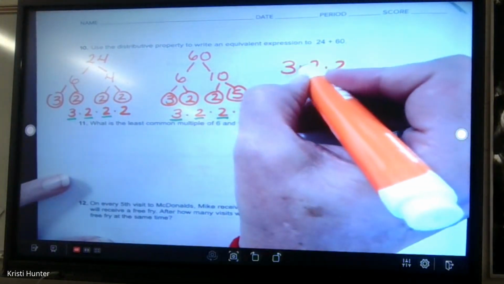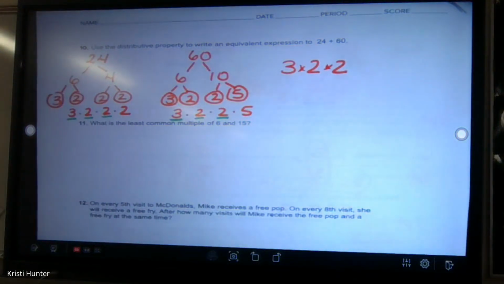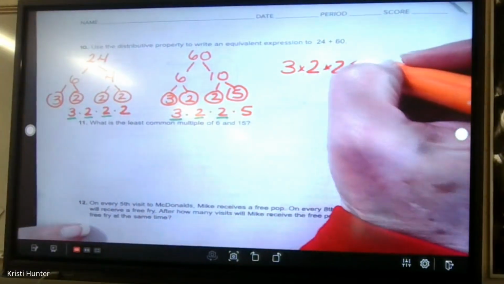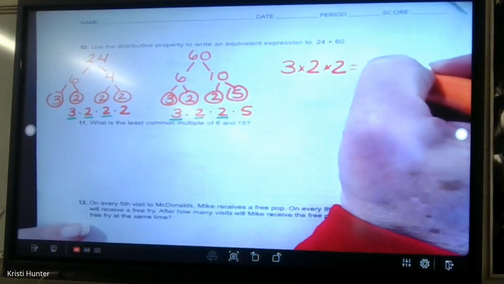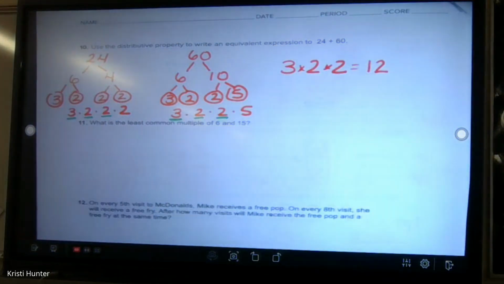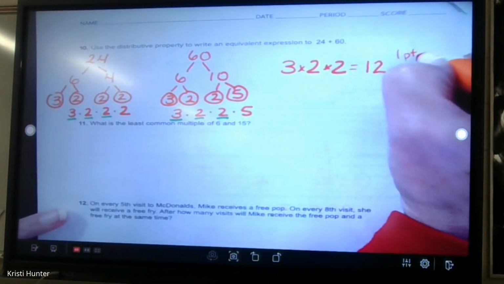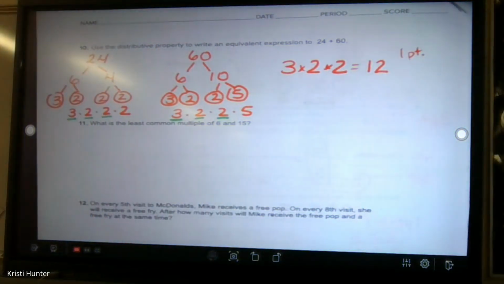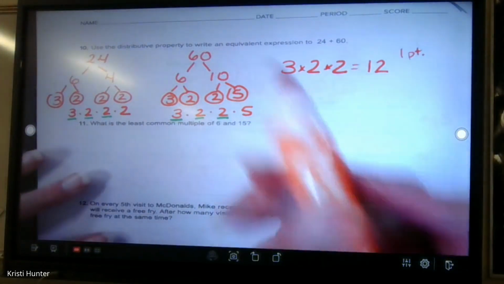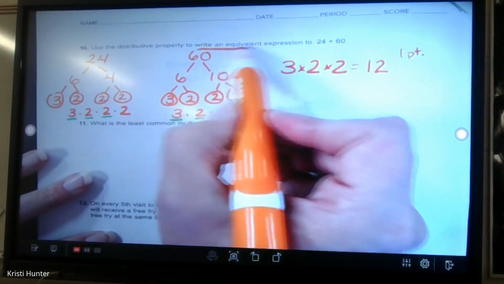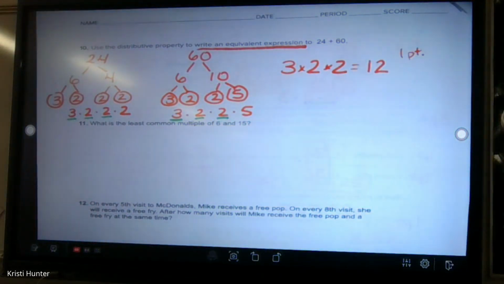So I'm going to multiply all these together. 3 times 2 is 6. 6 times 2 is 12. So what that means is my greatest common factor is 12. So this is going to be 1 point right here that you can come up with your greatest common factor. Your second point on this problem is that you can write an equivalent expression.